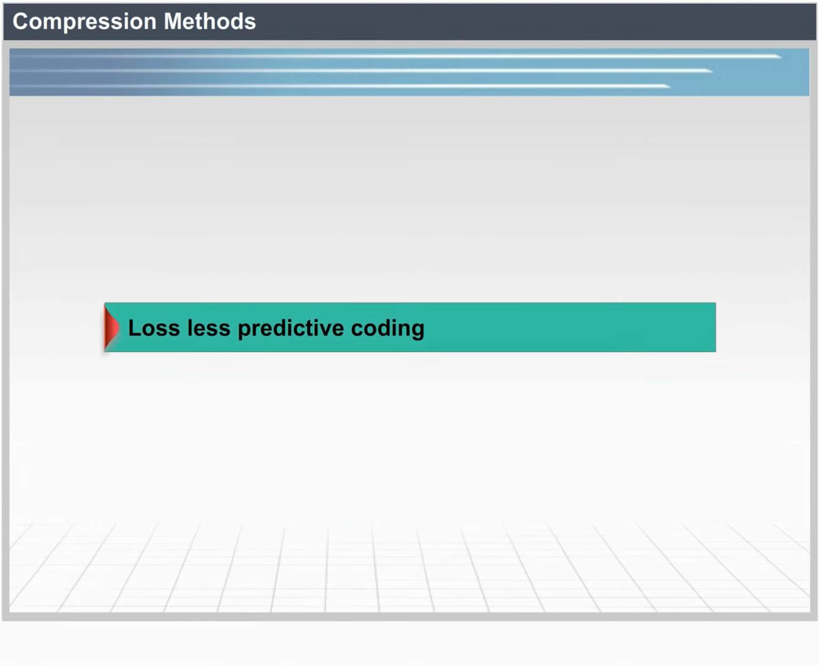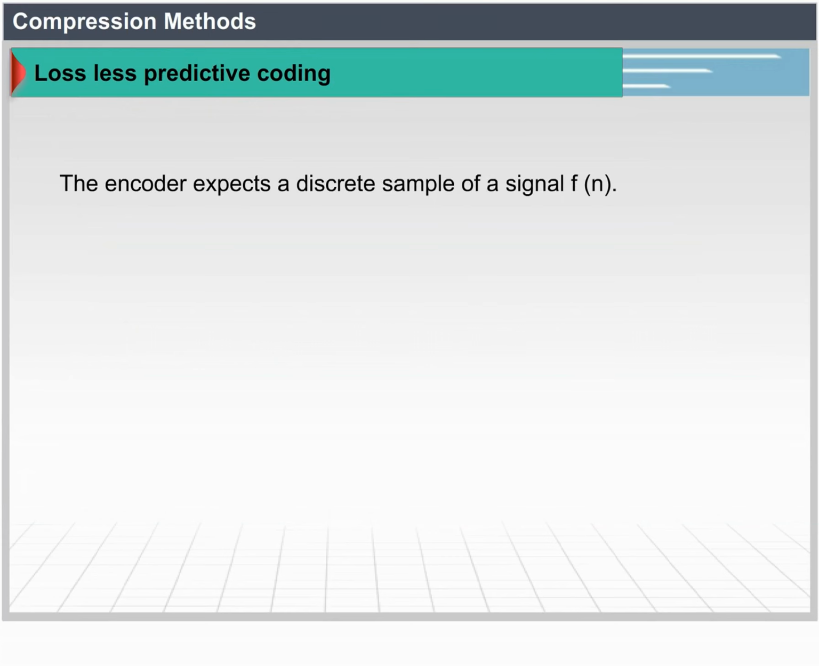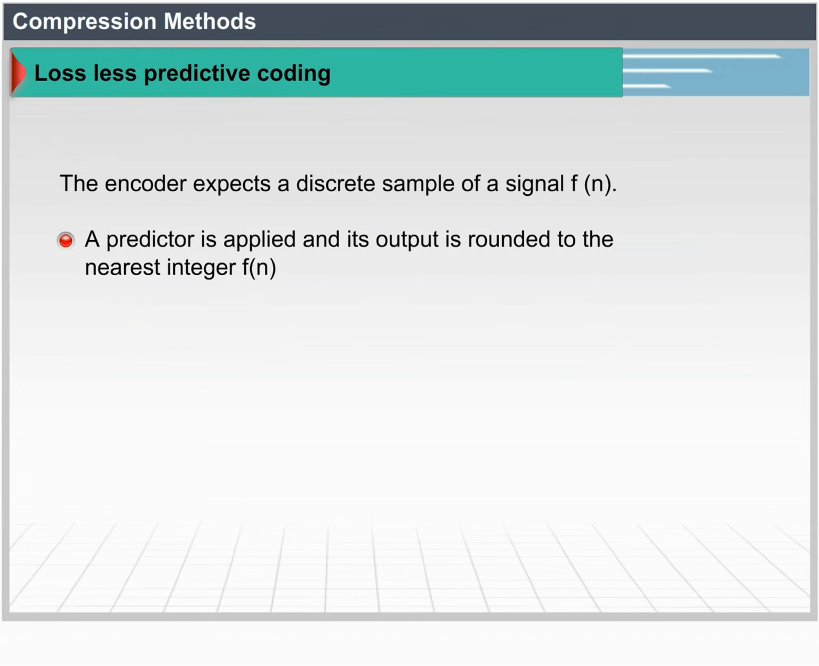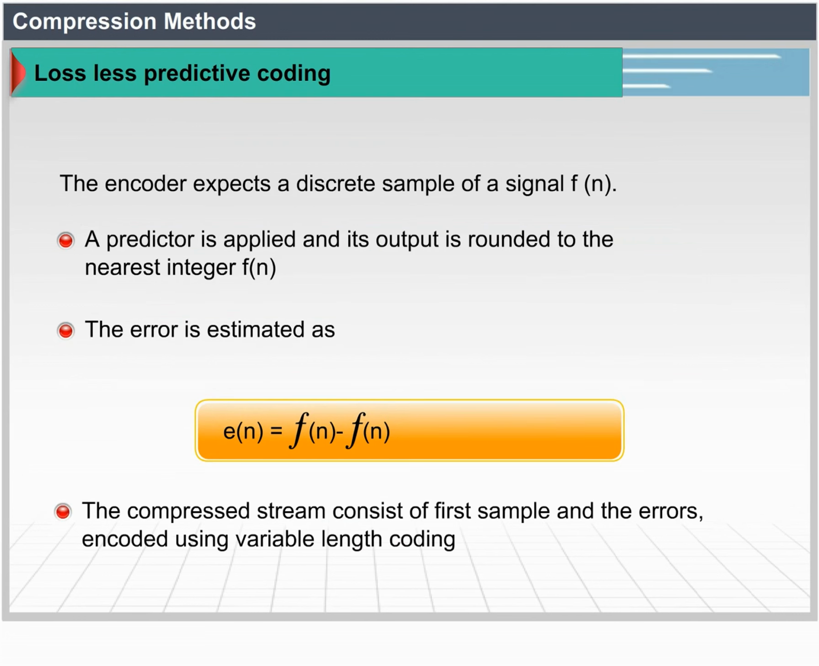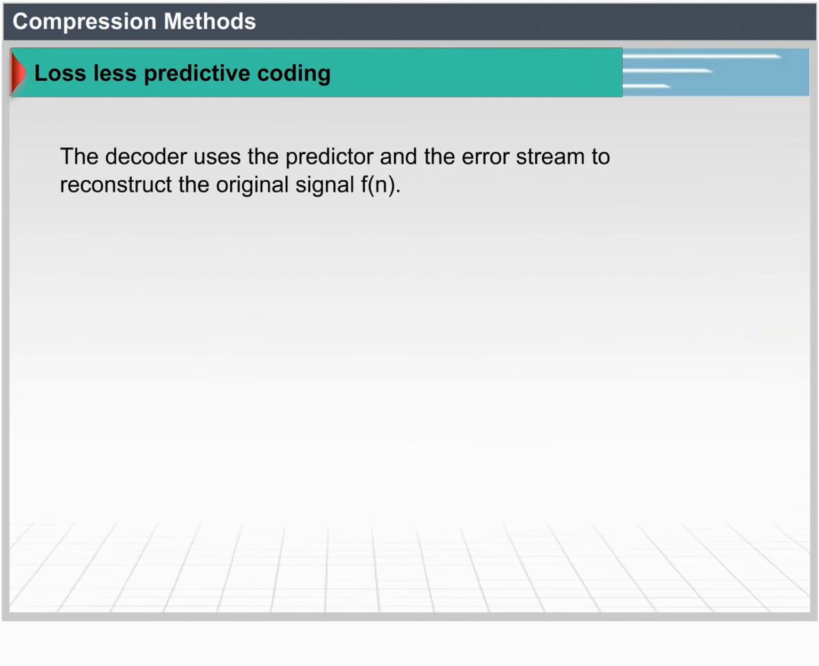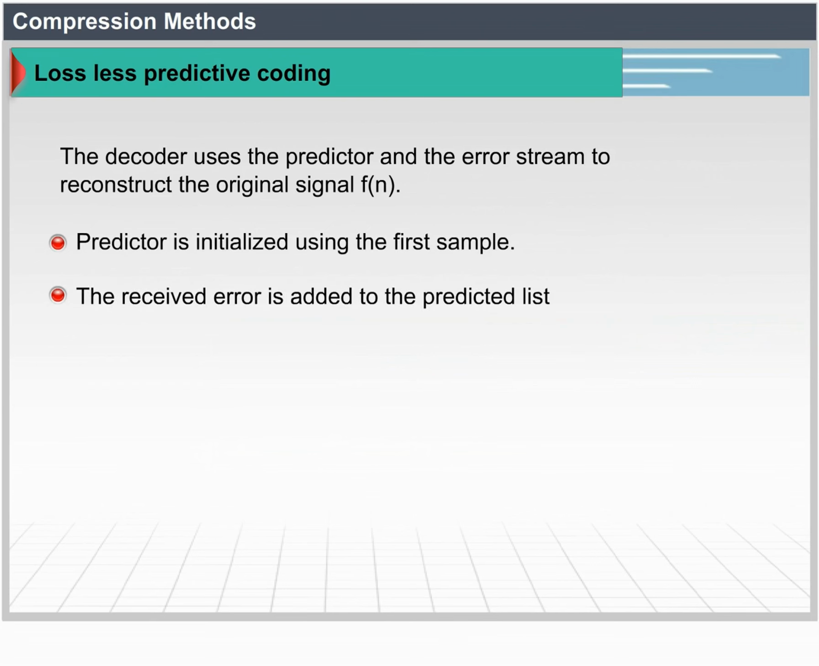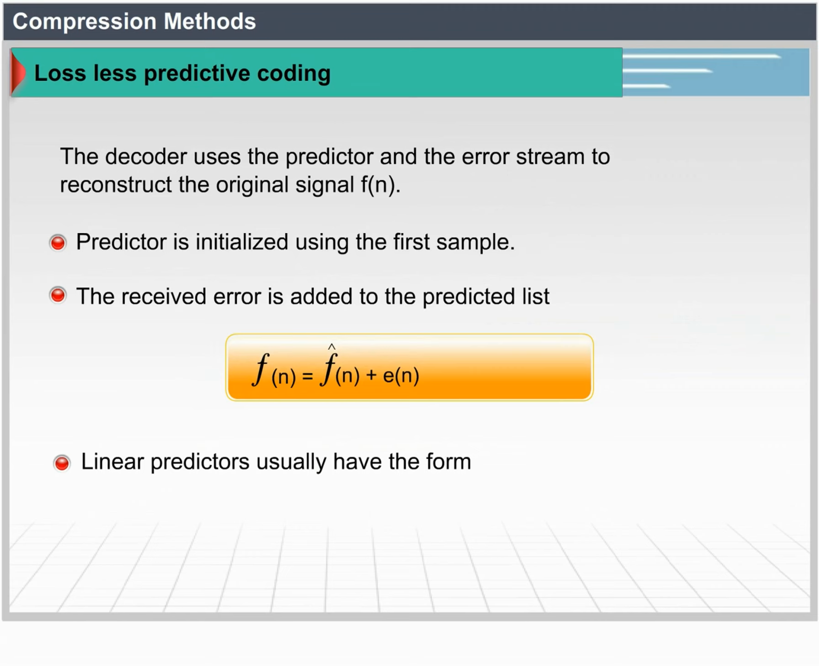Lossless predictive coding. The encoder expects a discrete sample of signal f(n). A predictor is applied and its output is rounded to the nearest integer, f'(n). The error is estimated as e(n) equals f(n) minus f'(n). The compressed stream consists of the first sample and the errors encoded using variable length coding. The decoder uses the predictor and the error stream to reconstruct the original signal, f(n). The predictor is initialized using the first sample. The received error is added to the predicted value, as shown. Linear predictors usually have the form as shown.